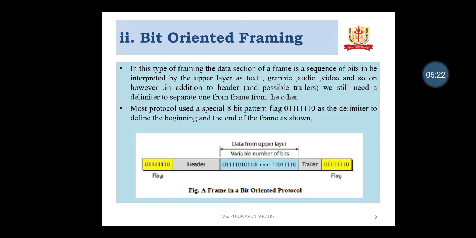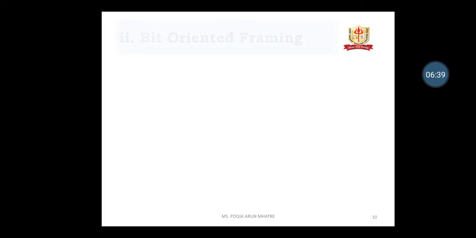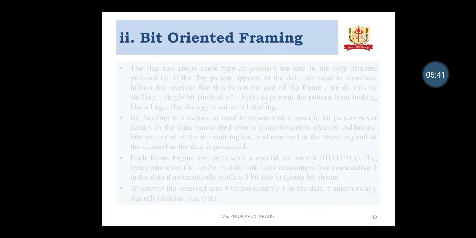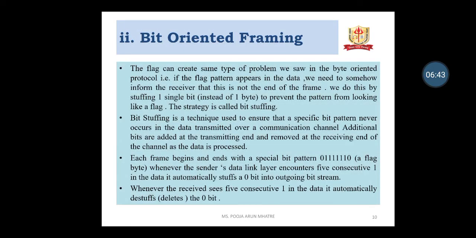Here the data from the upper layer is variable, showing the data bits. Here also a header and trailer are added, and flag bits are added as 0, six 1s, and 0. The flag can create the same type of problem we saw in the byte oriented protocol. That is, if the flag pattern appears in the data, we need to somehow inform the receiver that this is not the end of the frame.